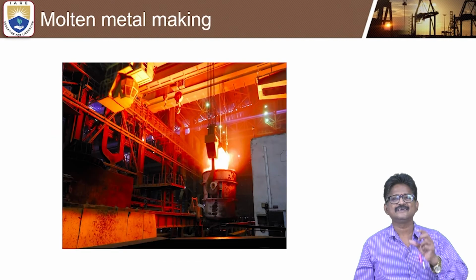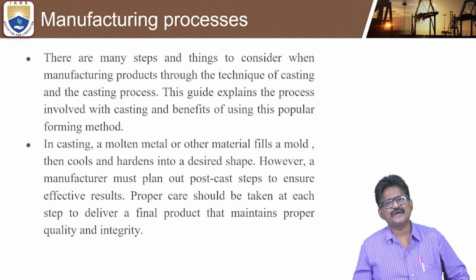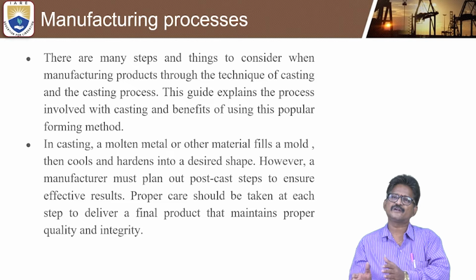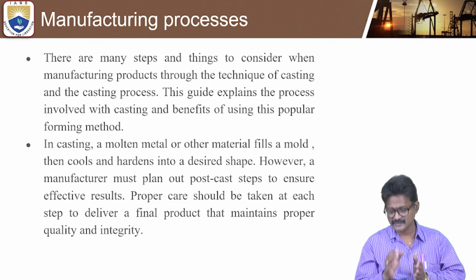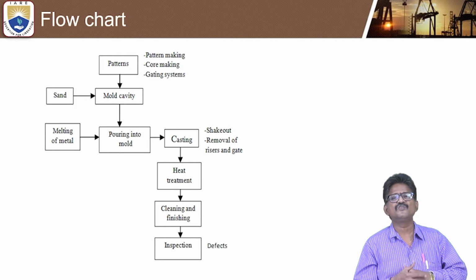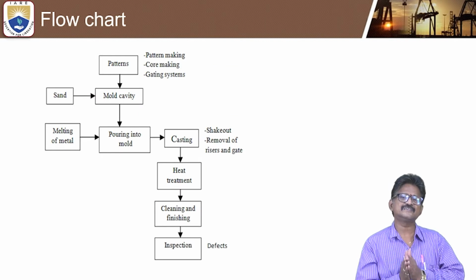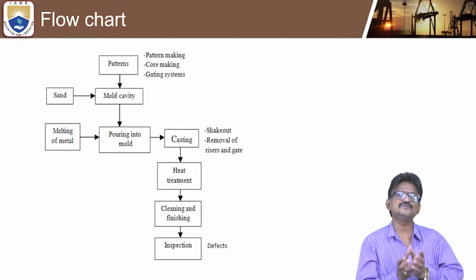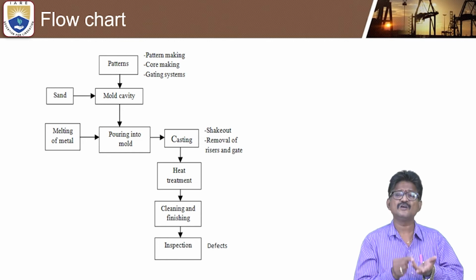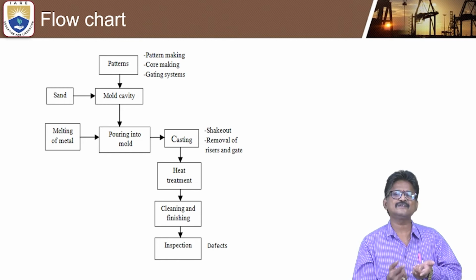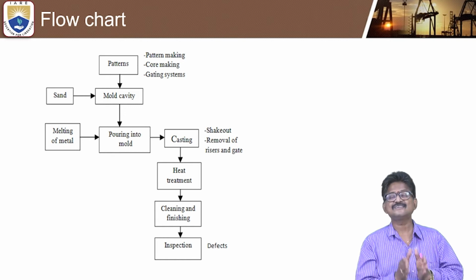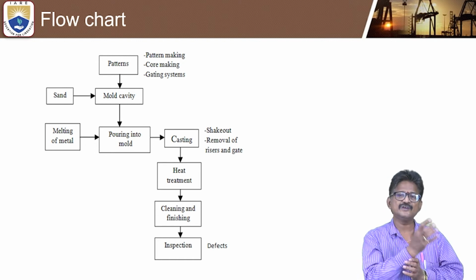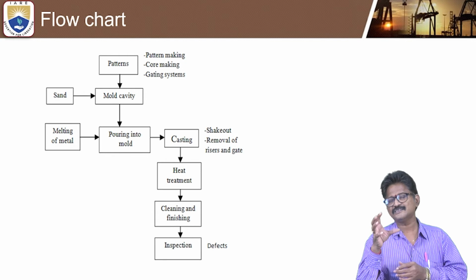Why? Because in the manufacturing process, it is a conversion of raw material into a finished product in a sequence of steps. Yes or no? So in that, from this flow chart, the first and foremost important thing is patterns. That is pattern making. So when you want to make a pattern, first you should understand what a pattern is, what the types of pattern are, what the pattern material is, and what the advantages and limitations of the pattern are.